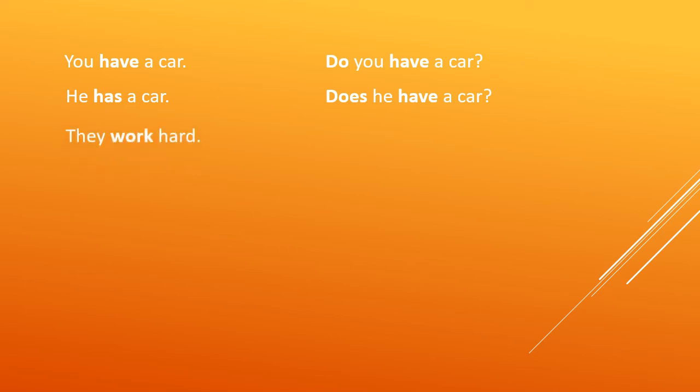You have a car. So have is not an auxiliary verb here. So we need to have do. Do you have a car? Okay, next sentence. He has a car and we have has. For question, we need to have does. Does he have a car? Have is an infinitive. No S, no ED, nothing. Infinitive.